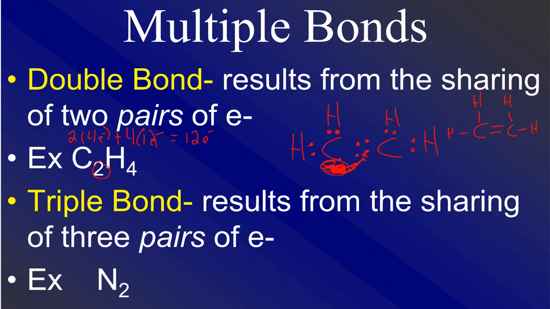Okay, so double bond. Now, how do you know when you need a double bond? When you're too short. When you're 2 valence electrons short, that's when you know you need to take one pair and share it between 2 atoms instead of it just counting for a single atom. All right, let's do a triple bond.